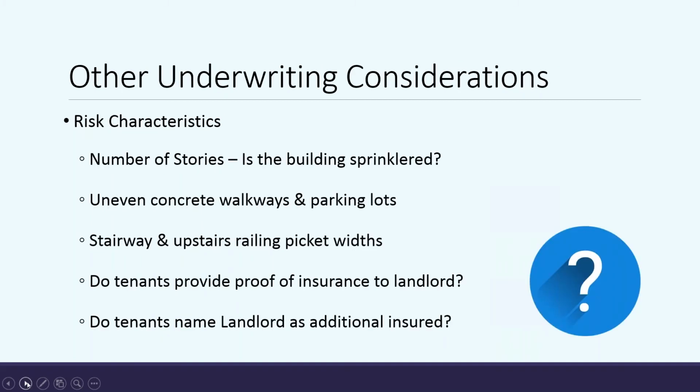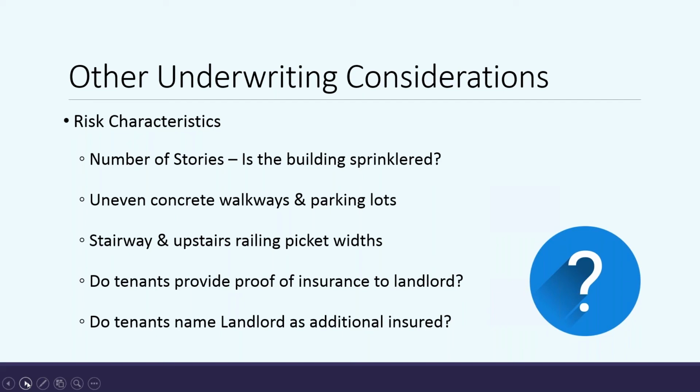All right, some other things to consider about the building, other than the age. How many stories is it? That will become a factor, because once you get over a certain number of stories, we want to know, especially if it's frame, and in California, if it's frame construction, generally over 3 or 4 stories, most of your markets are looking to see if that building's sprinklered.